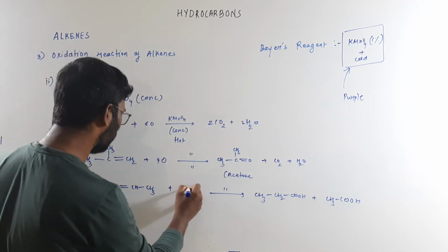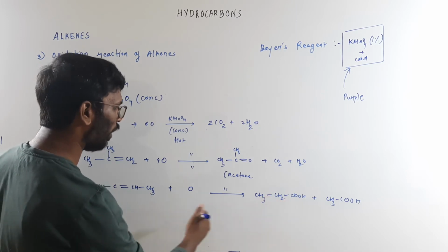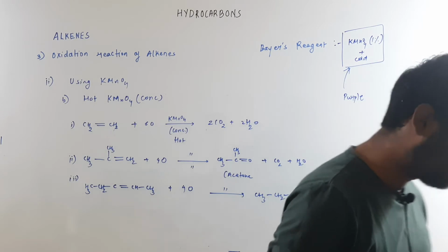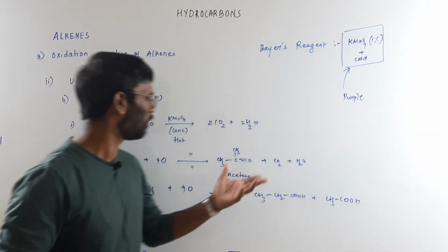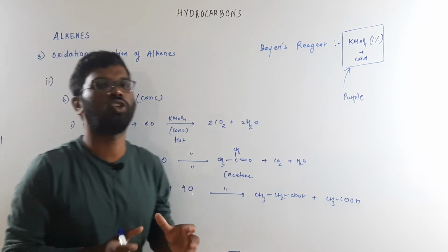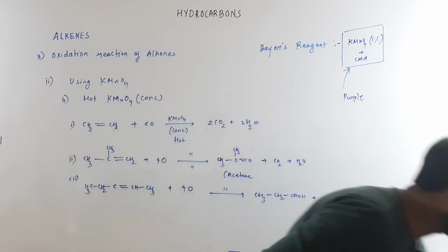I did not put oxygen, I guess. Yeah. Then how many oxygen? 4 and 4 oxygen, right? So here this is the thing regarding the oxidation of the alkene using KMnO4, and it should be hot and it should be concentrated. Okay, let us go for the next reactions.